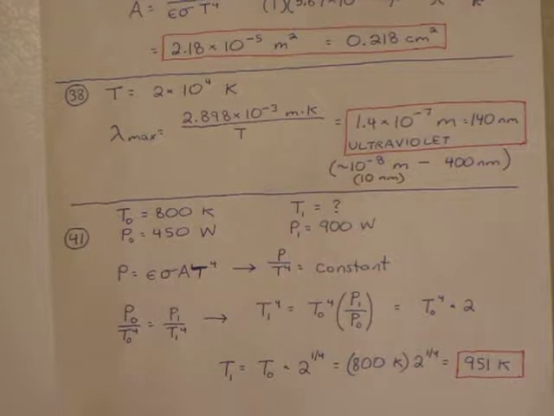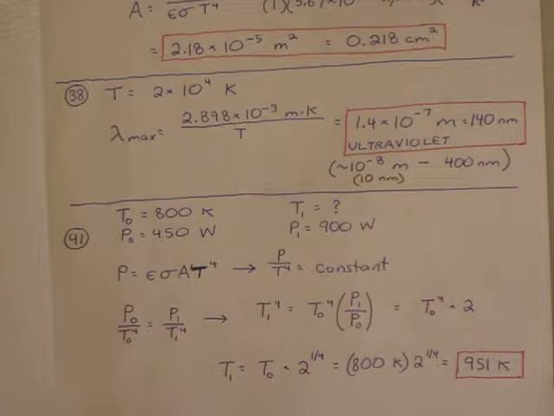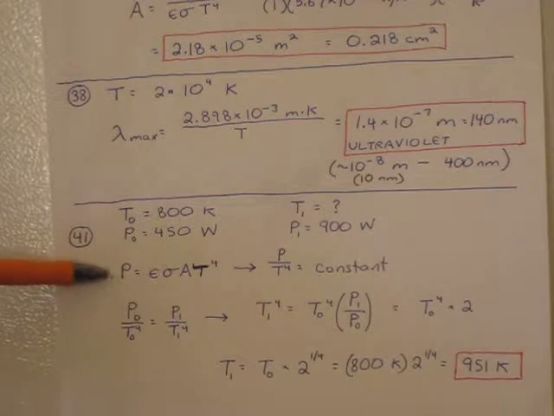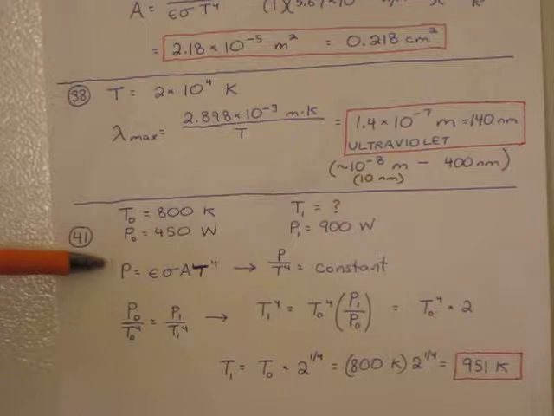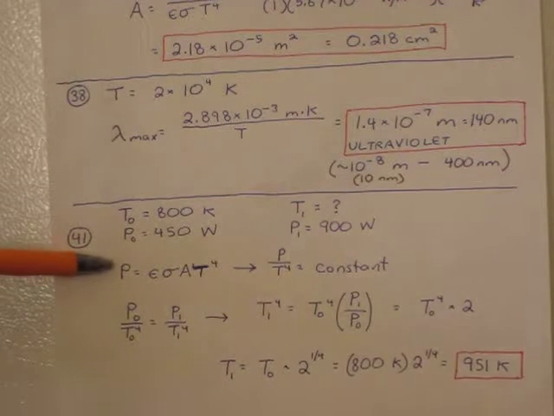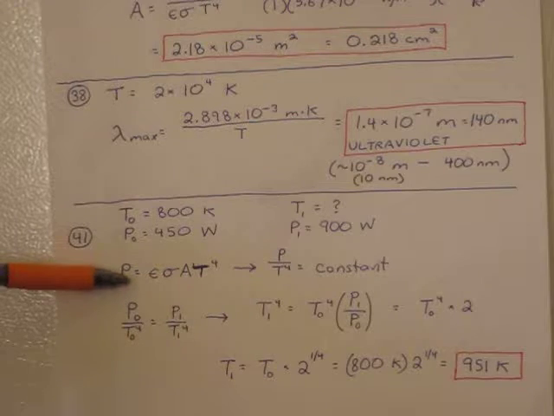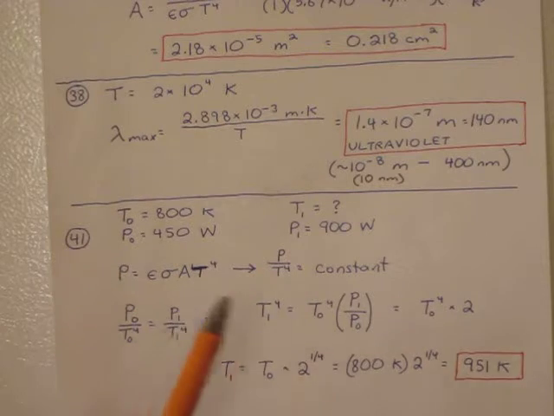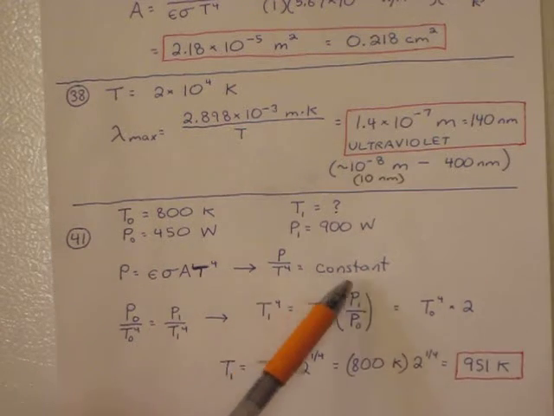Number 41, we have a temperature and a power. We're given a new power, and more importantly, we're told that the power doubles. And what is the new temperature? A good technique for solving this is to take the equation that relates power and temperature and put everything that's going to vary in this problem to the left and everything that's constant to the right. So we have P over T to the fourth equals epsilon sigma times A. Epsilon sigma times A are constant, and so I'll write it this way. P over T to the fourth equals constant.